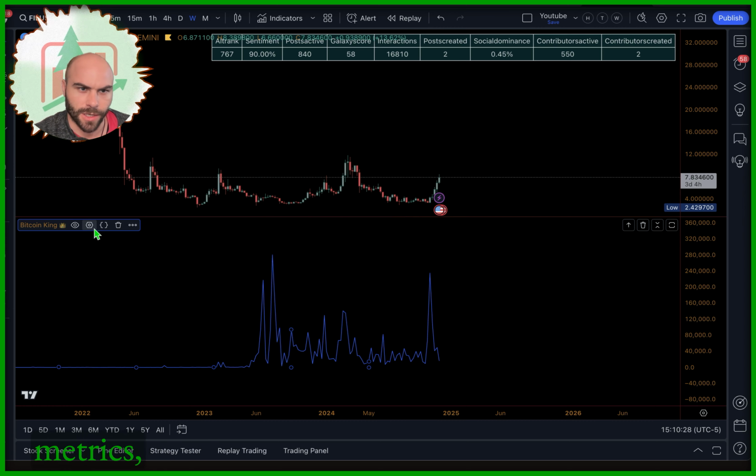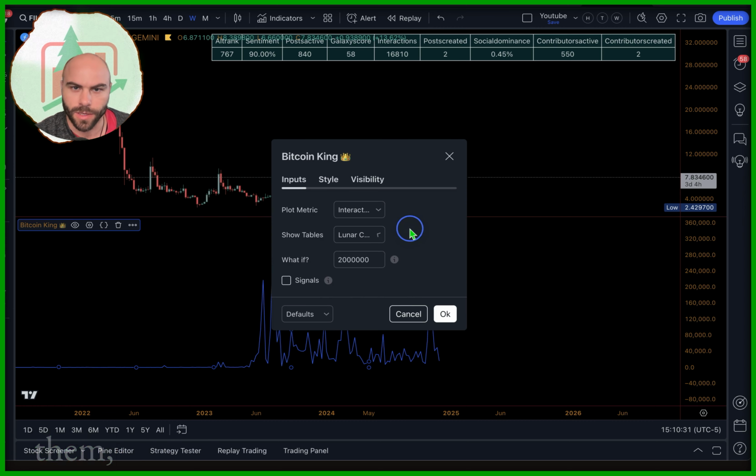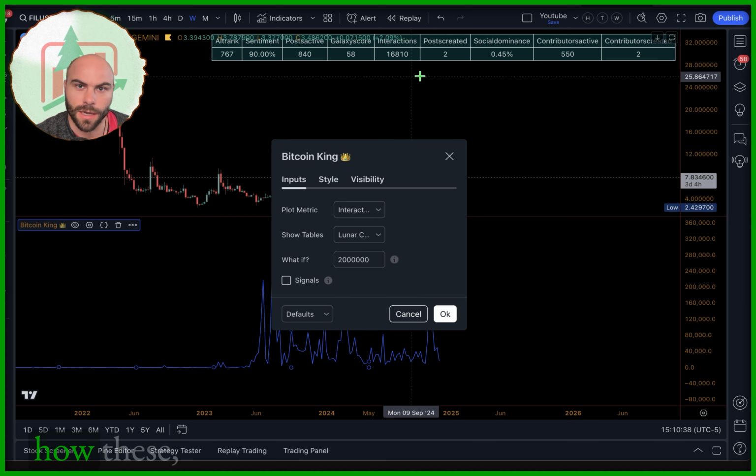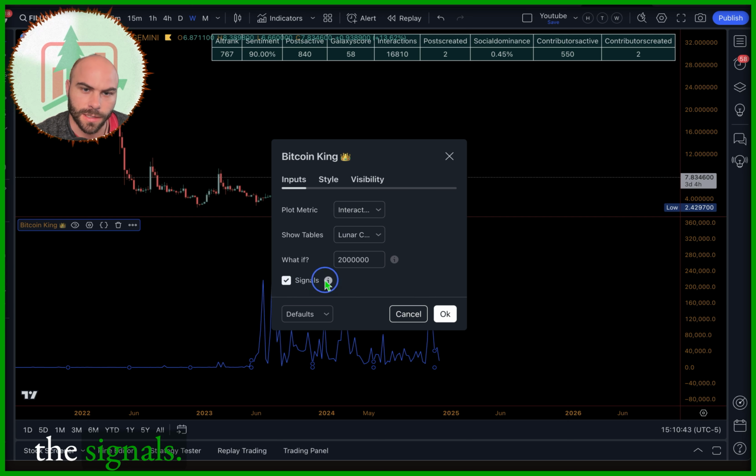Interactions, again, like these metrics, I haven't spent too much time going through them. They're there. So go and find your alpha, figure out what makes sense. I'm just giving you some hints and some tips on how this works and what you're looking at when you're using this. And then finally, the signals.